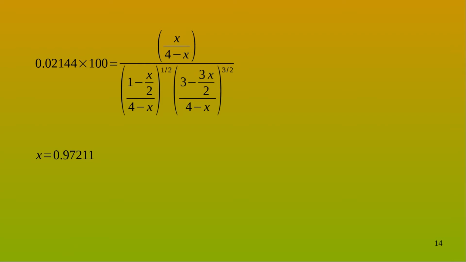Now, there's a suggestion here. For those who want to solve it on a calculator, it would be really worthwhile that you simplify this expression. You get an order 4 polynomial, and solve the order 4 polynomial on the calculator, and you get your answer. You could also use tools like wxMaxima and get the answer. The value of X is 0.97211.